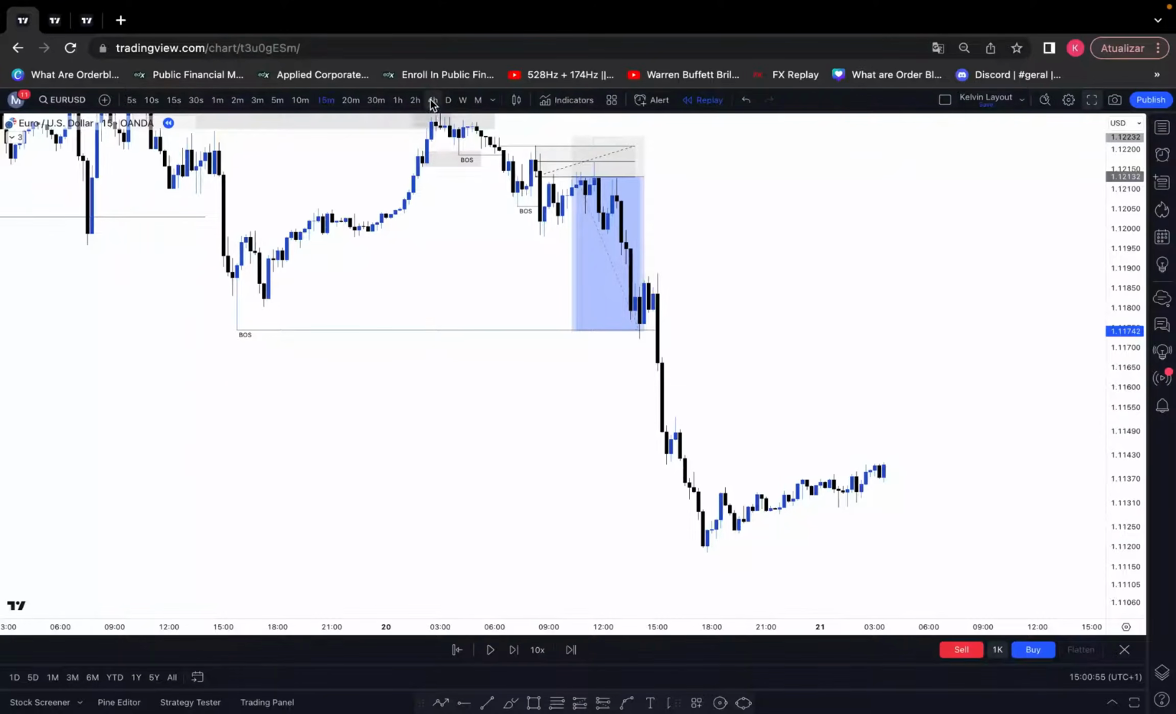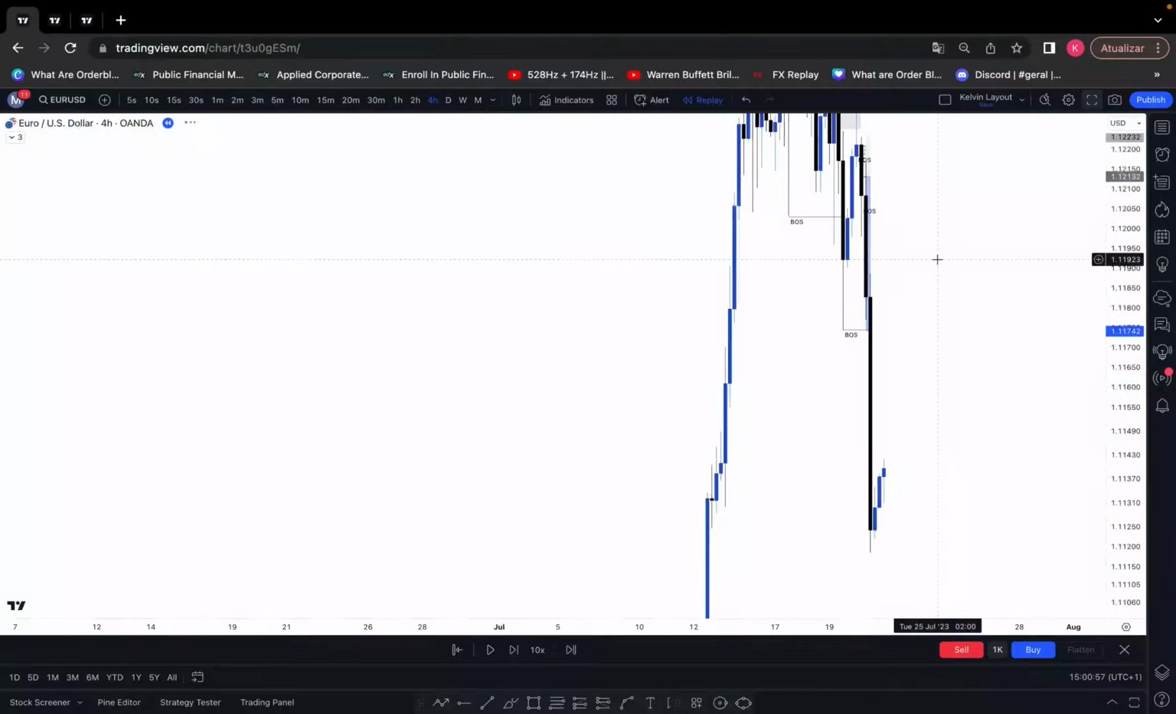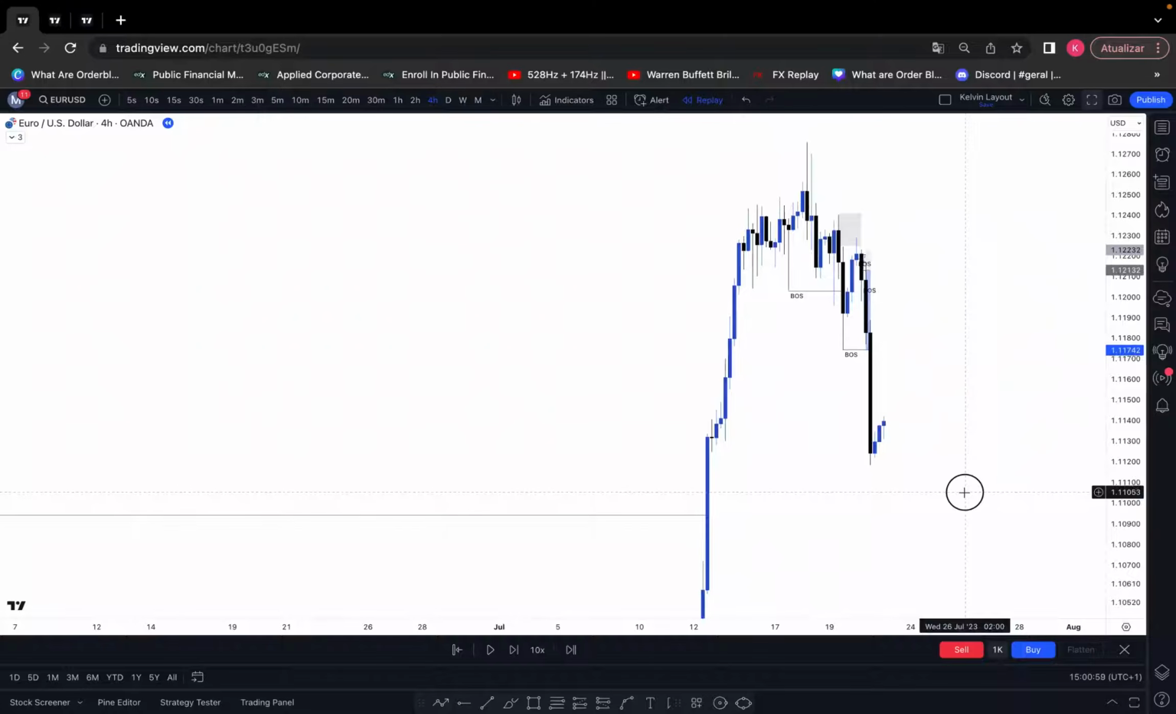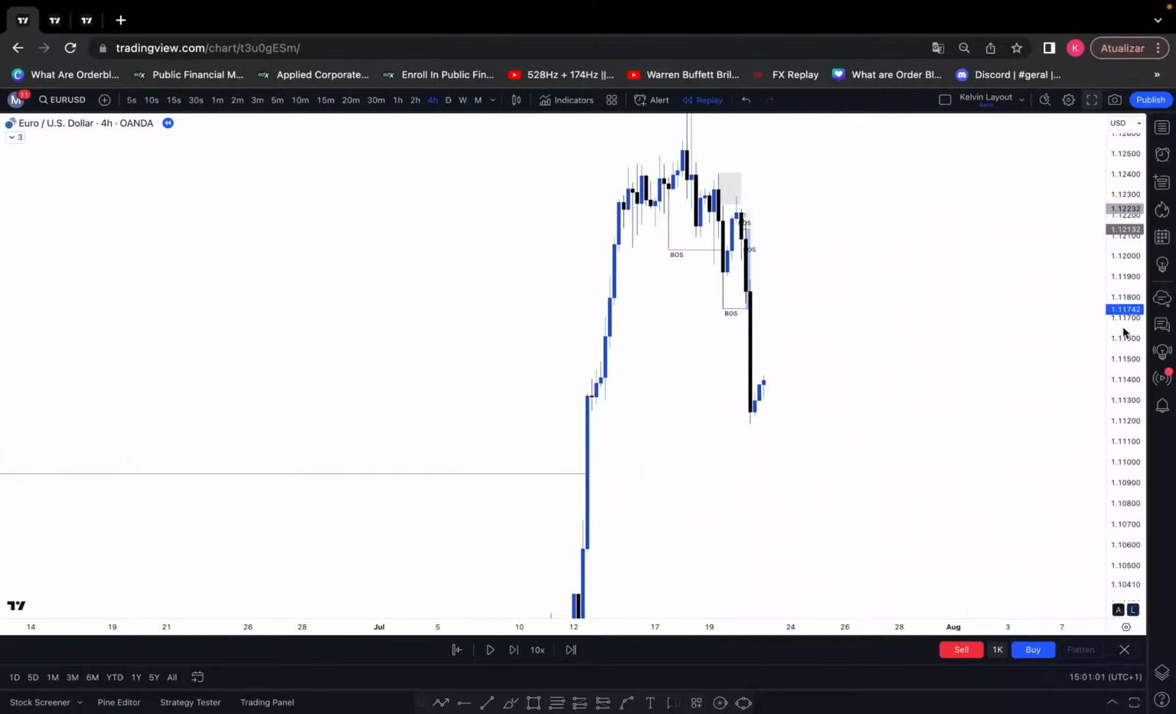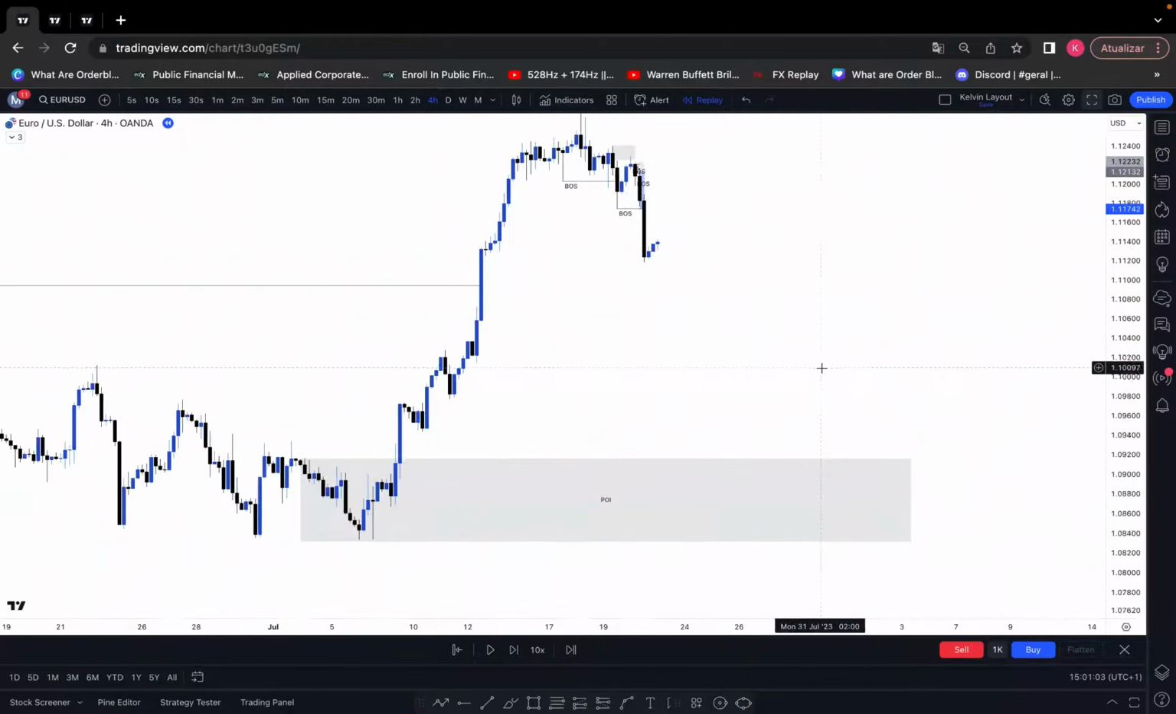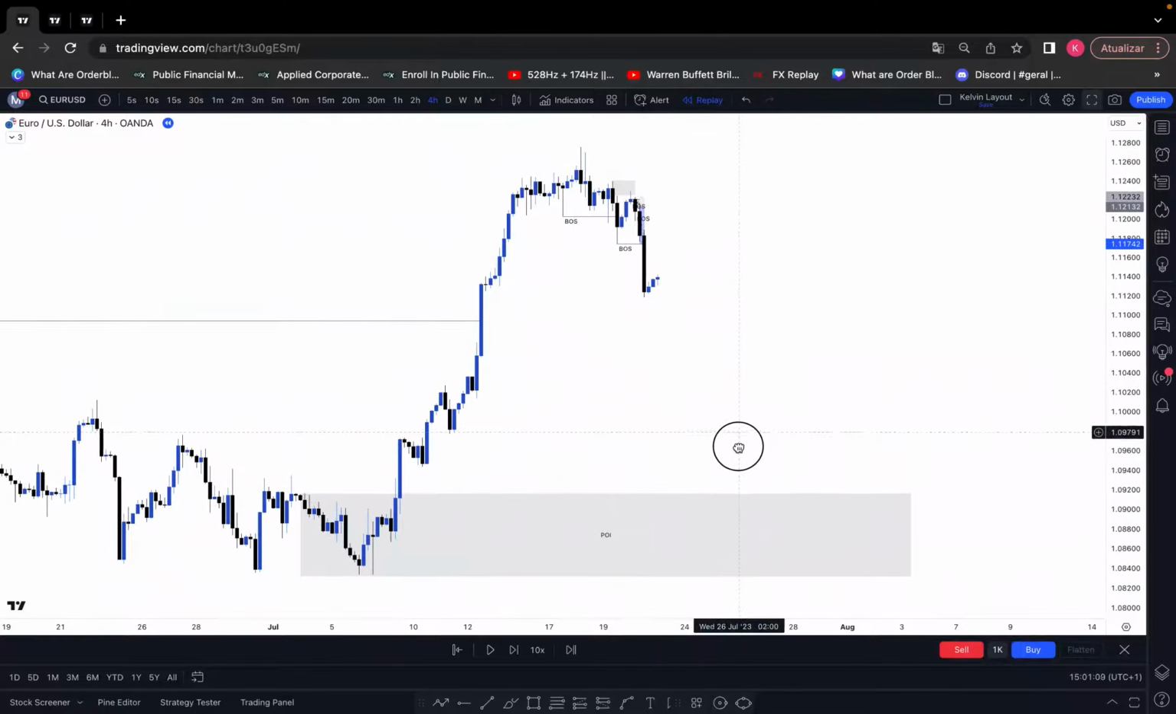So let's just drop down to 4-hour. Let's go up to 4-hour. So what was our target, as we were actually doing previously, is to bring price to this daily demand zone right here. That was the main intention that we saw.